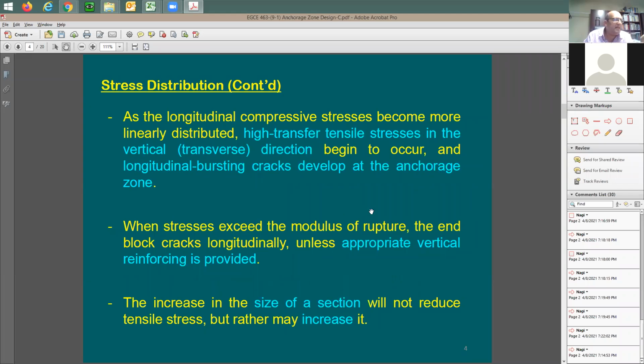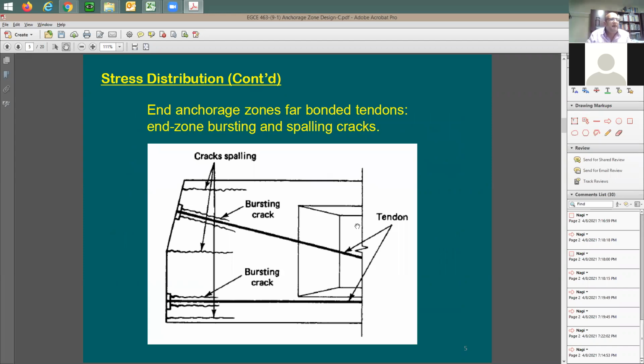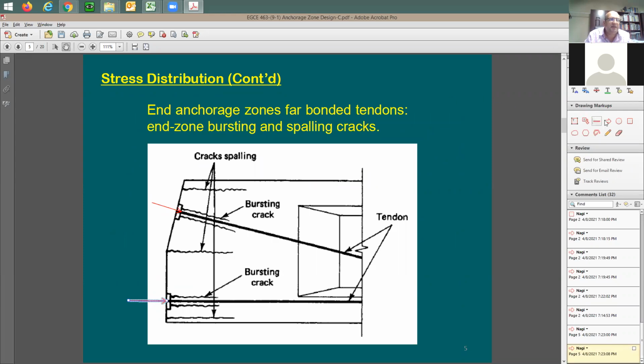Let me show you what's going to happen. If you have highly compressive stresses that you apply right here, or you apply right here, you're going to have some tensile stresses develop in the Y direction. So you're going to have some tension coming this way and some tension coming this way. Once you go beyond the cracking stress, which is 7.5 square root of f'c, let's call it the limit cracking stress, this section is going to start to open. We call this a bursting crack.